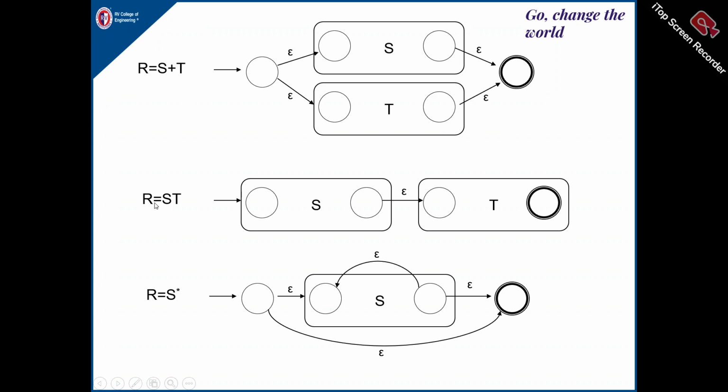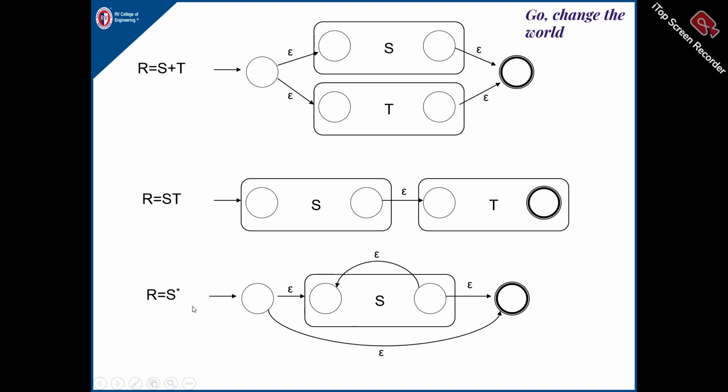Likewise for the concatenation, suppose S is a regular expression for this machine and T is a regular expression for the other. Now suppose this is the start state and final state of S, and this is the start state and final state of T. Make the start state of S the start state of S followed by T, make the final state of S a non-final state and add an epsilon transition to the start state of T, and consider the final state of T as the final state of the concatenated machine. So this will be your concatenated machine for S into T.